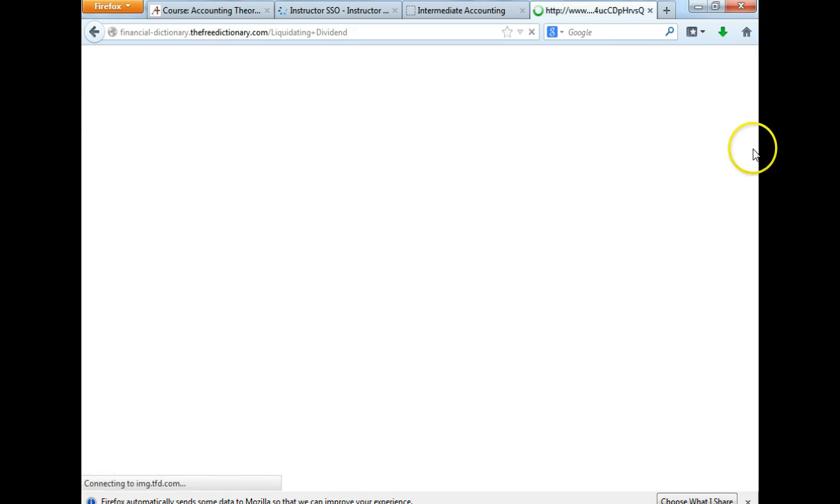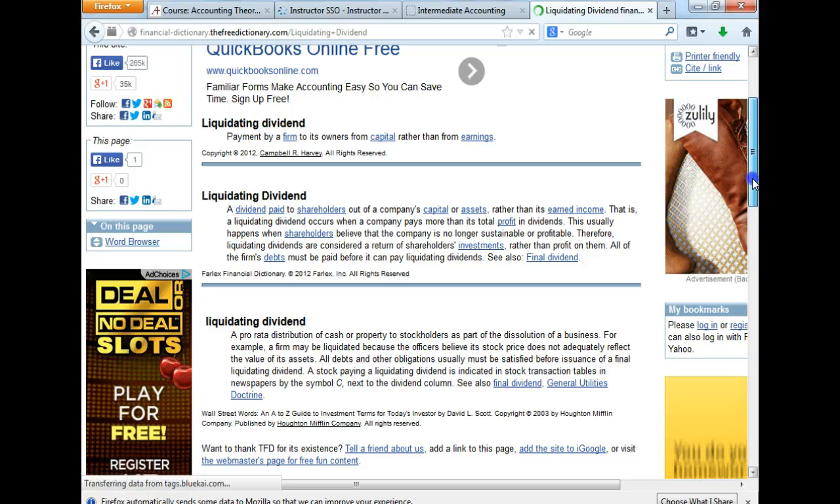Liquidating dividend. Let's look at this one. A dividend paid to shareholders out of the company's capital rather than earned income. Liquidating dividends occur when the company pays more than its total profits and dividends. This usually happens when shareholders believe the company is no longer sustainable or profitable. Thereby, liquidating dividends are considered a return of shareholders' investment rather than profit. So basically, it's coming out of what's already been contributed by shareholders to the company, or that paid in capital area. And they're getting it back.